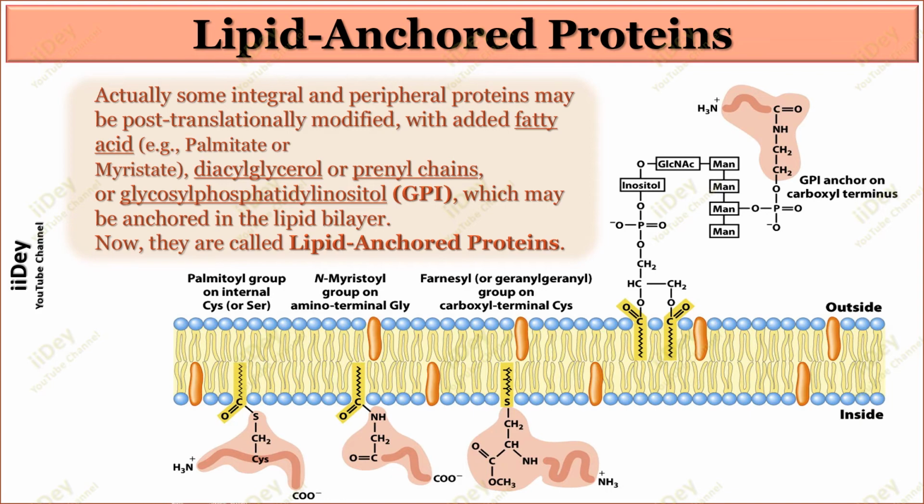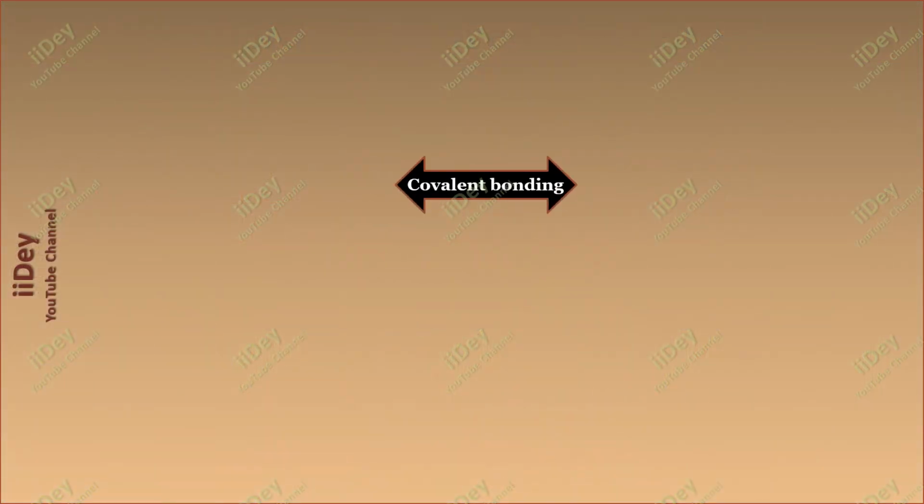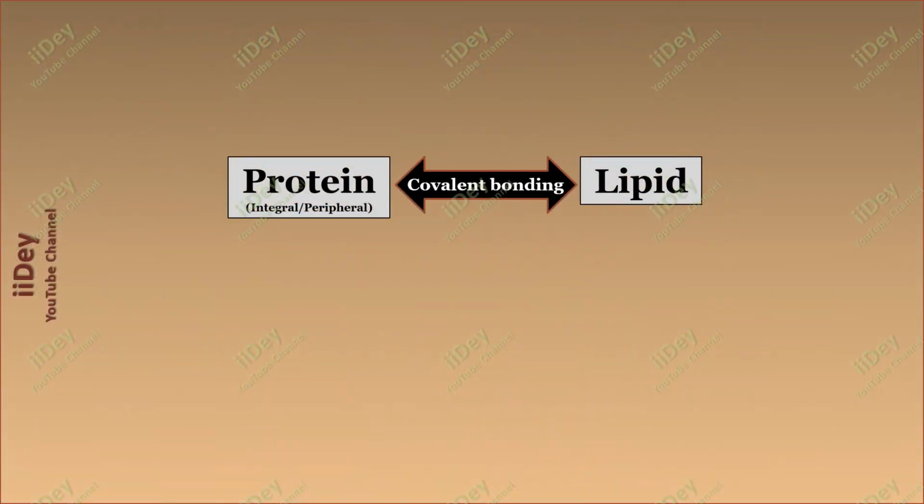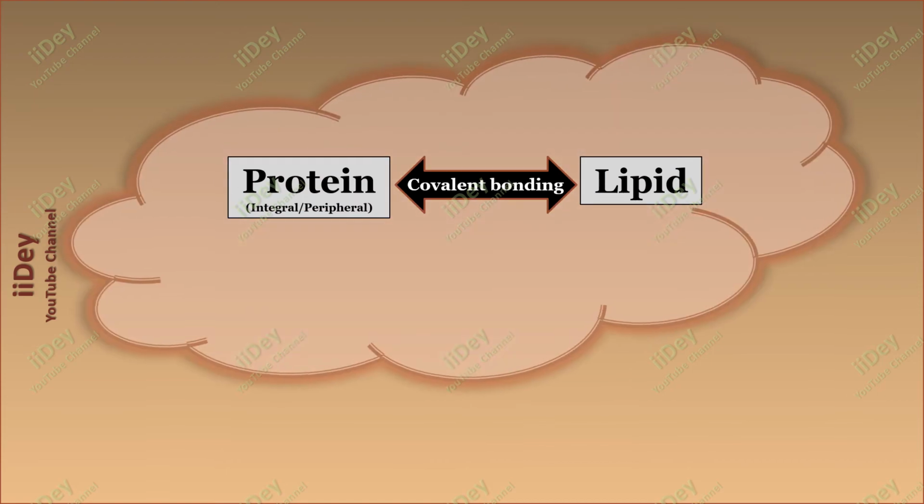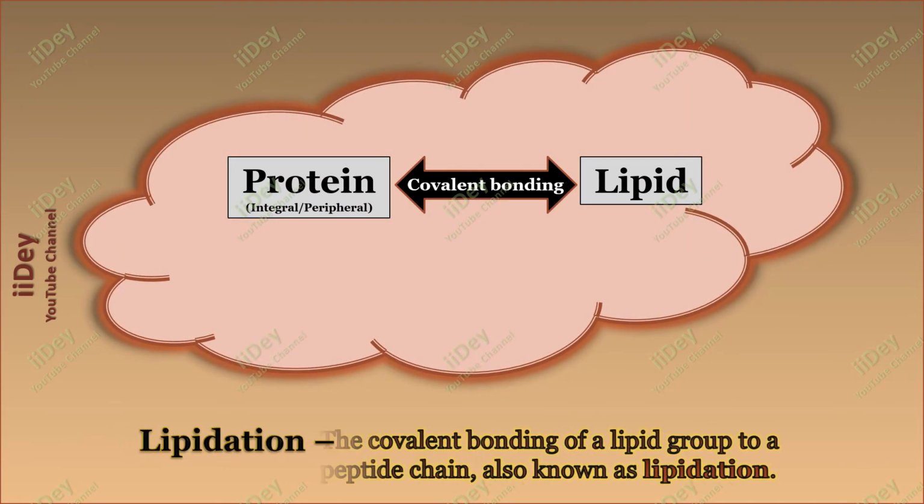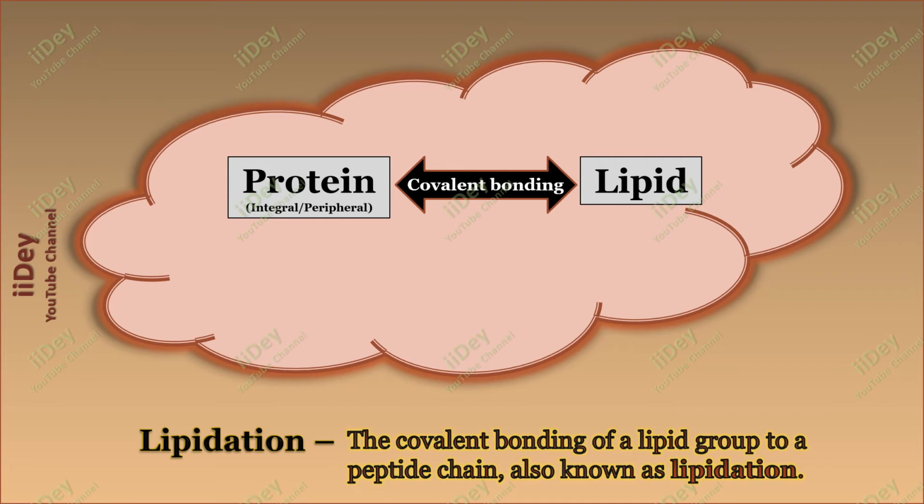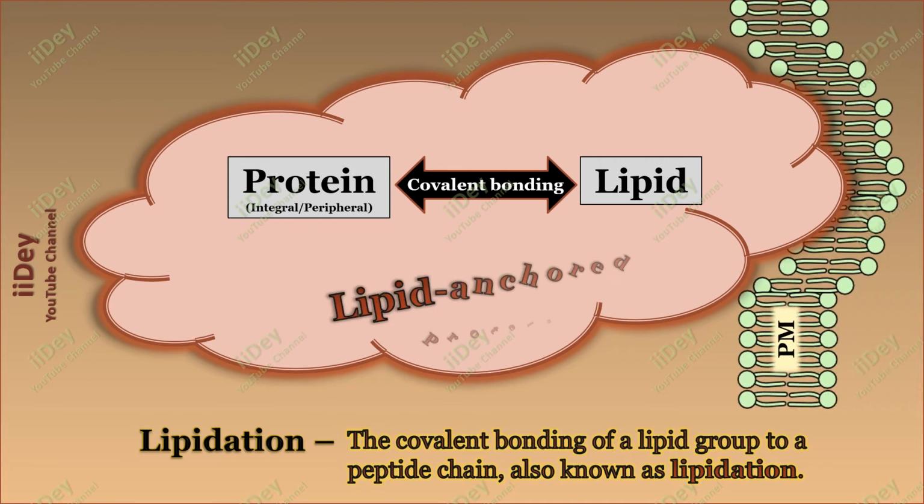Here I'm showing how a lipid-anchored protein forms. You can see here a covalent bonding between a lipid group and a peptide chain, that is nothing but a protein, by the process called lipidation. And this structure helps the protein to be anchored in one leaflet of the membrane.